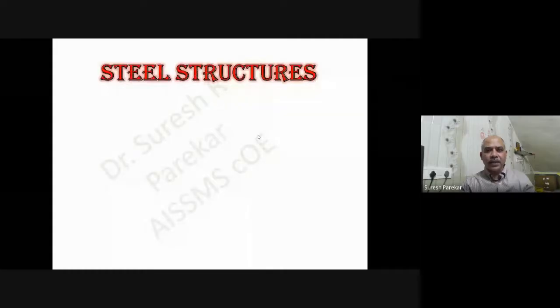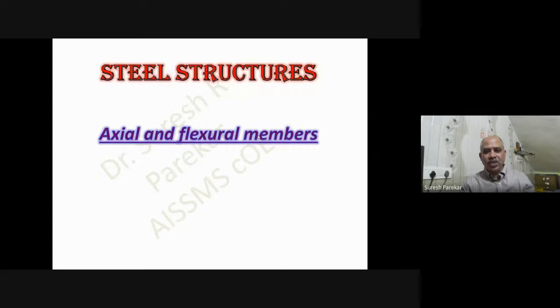Of steel structures, that is of remaining parts. So I have mentioned here axial and flexural members. Means here we have tension members, compression members, beams, plate girders.